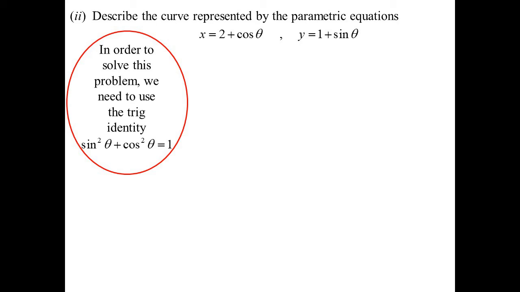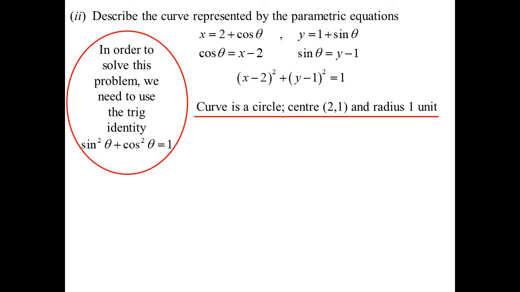So rather than making theta the subject in this, I'm going to say, well, I'll make cos theta the subject in the first one. I'll make sine theta the subject in the second one. And I'll substitute it into that relationship, which I know is always true. So sine squared theta plus cos squared theta, although I've actually gone cos squared plus sine squared, but that doesn't matter, is equal to 1. And we recognise that, hopefully, straight away. Oh, we've got a circle. Centre 2, 1, radius 1 unit.